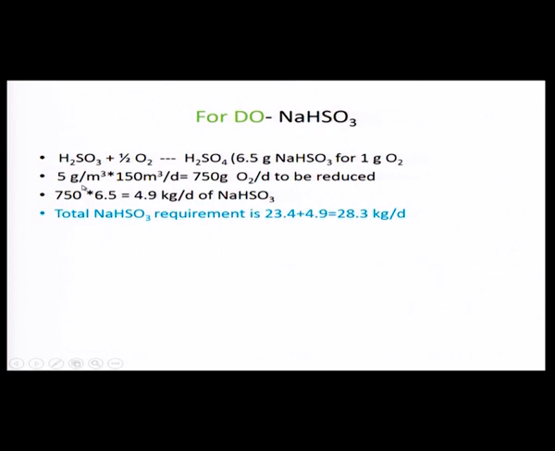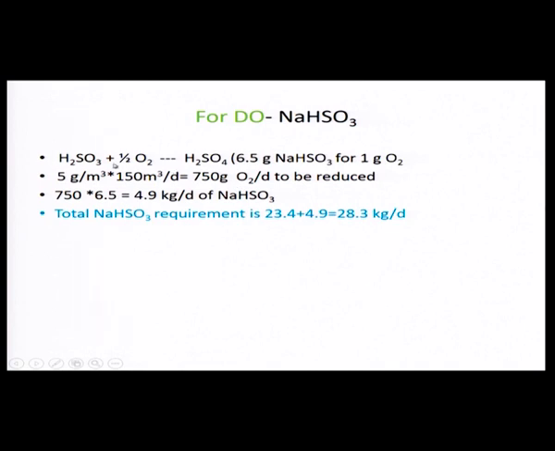So, 5 milligram per meter cube, and that also contains 150 meter cube per day. If you work out, it comes to 750 gram that has to be dosed to reduce the oxygen itself. So, in other words 750 into 6.5, that is equivalent to 4.9 kg per day of sodium metabisulfite. This is required to eliminate the dissolved oxygen present in the system.